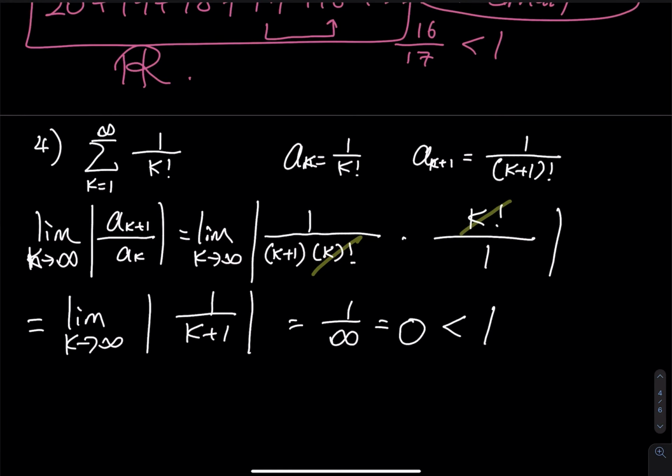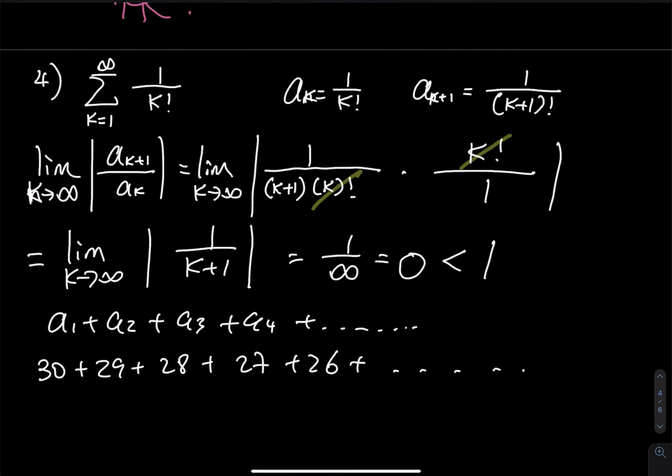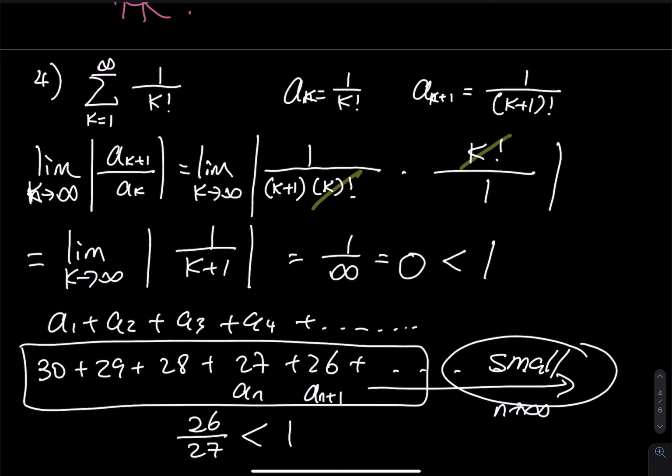What does that mean? Let's say you have a series: a1 plus a2 plus a3 plus a4, and then you go all the way. So when you have this less than 1, the only chance is the next term is less than the previous term. So let's say you have 30 plus 29 plus 28 plus 27 plus 26, and then you keep on moving. So this is a_(n+1), this is a_n. When you take 26 divided by 27, the result is less than 1. That means as n or k approaches infinity, these terms are so small and close to 0, which means the sum is really determined by the first couple of terms, and therefore the sum is equal to a real number, not infinity, and therefore this series is convergent by the ratio test.